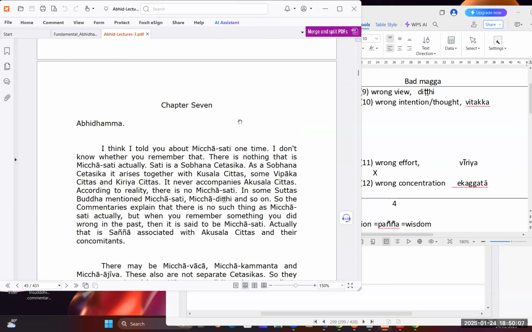There is nothing that is Micchasati actually. Sati is a Sobhana Cetasika. As a Sobhana Cetasika, it arises together with Kusala Cittas, some Vipaka Cittas and Kriya Cittas. It never accompanies Akusala Cittas. According to reality, there is no Miccha Sati. In some suttas, the Buddha mentioned Miccha Sati, Micchaditthi, and so on. The commentaries explain that there is no such thing as Miccha Sati actually. But when you remember something you did wrong in the past, then it's said to be Miccha Sati. Actually, there is Sanya associated with Akusala Cittas and their concomitants.